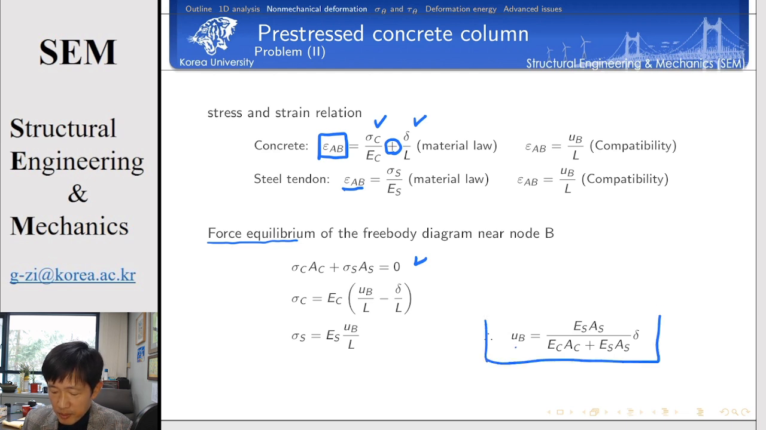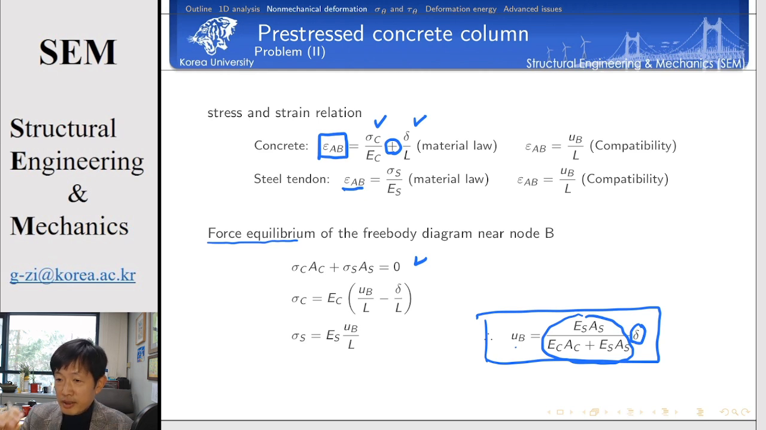Here, the nodal displacement is what? It is also proportional to this coefficient and then delta here. But the sign is positive, which means if you release the action which presses down the concrete section, after the concrete section and the steel tendon behave as one piece, then the overall length of the column is a little bit increased compared to the reference length. That's why it has a positive sign.